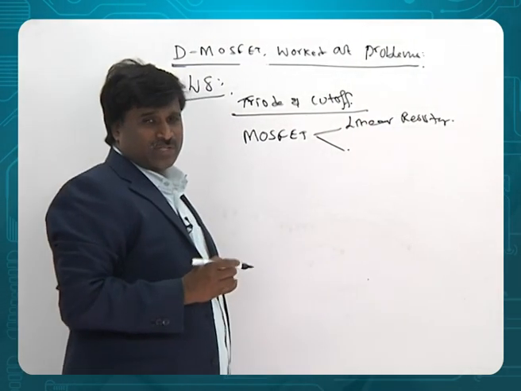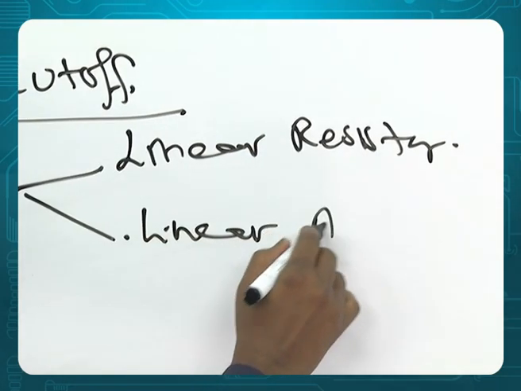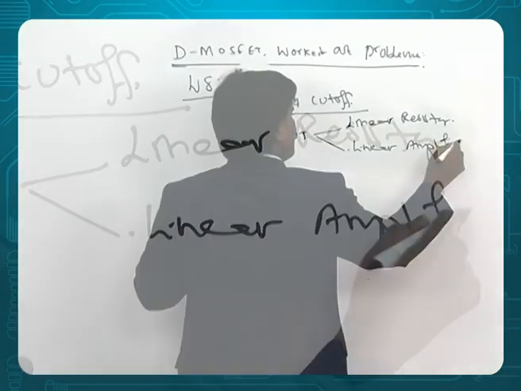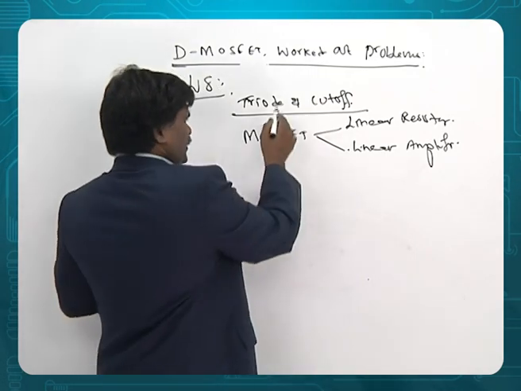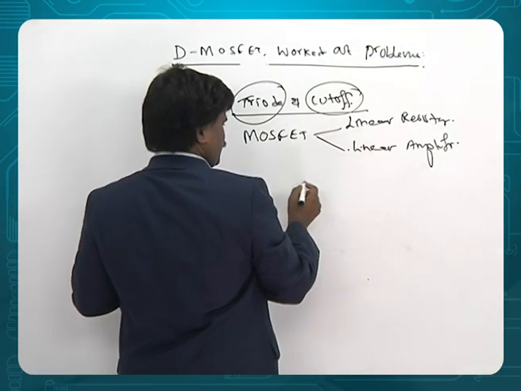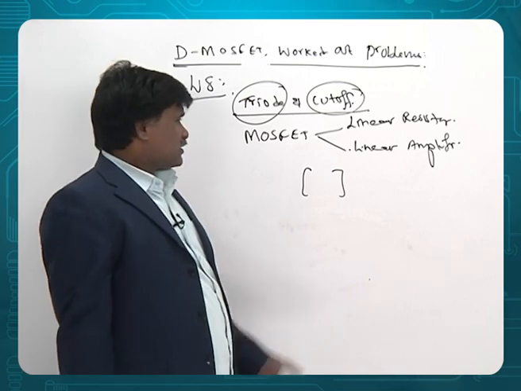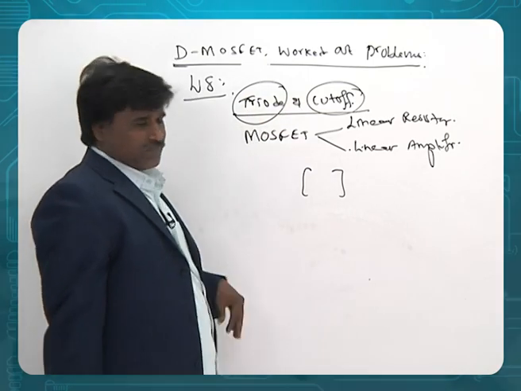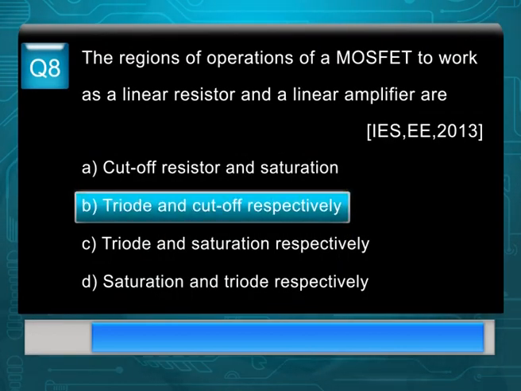Secondly, MOSFET should act as a linear amplifier. So for this option, the triode region and the cutoff region is the correct one. Therefore, the solution option is triode and cutoff. It is given in B. That's the answer.